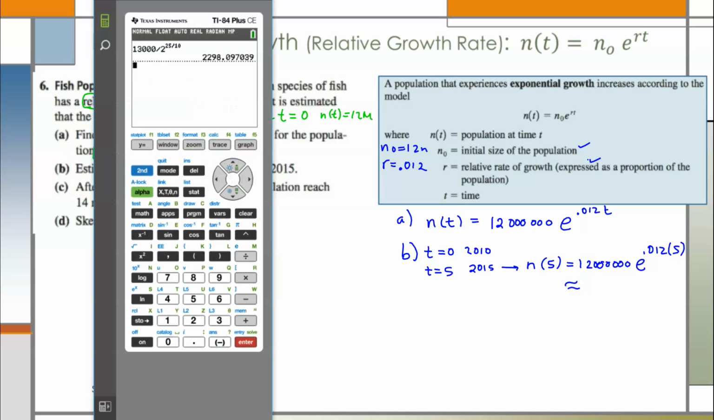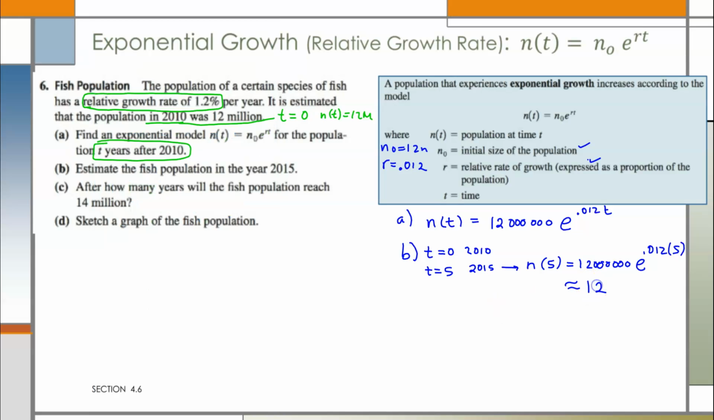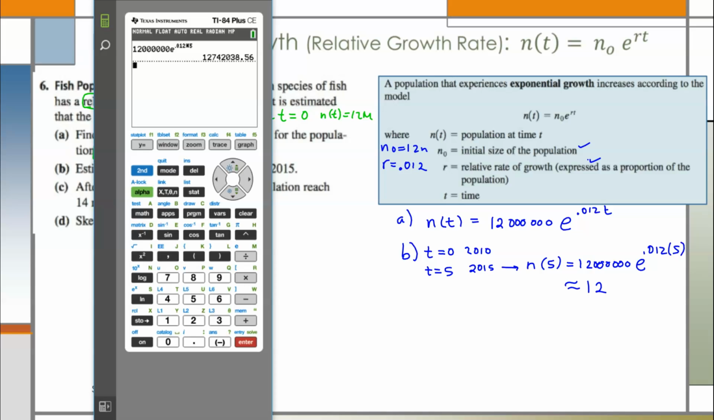Okay, so we'll grab our calculator and plug in some numbers. 12 million times e to the 0.012 times 5, with the extra parentheses, we're looking at 12 million. We get 742.39 beyond that. We can't have half of a fish, so we'll go ahead and count the whole fish. So 12,742,039.